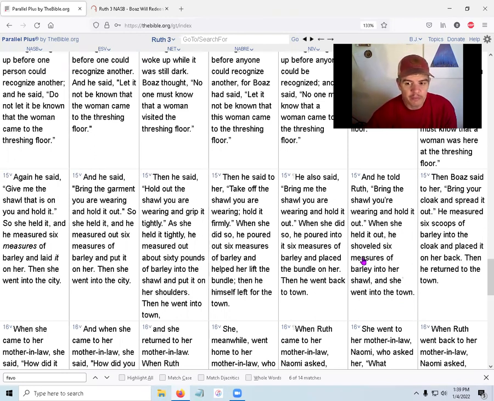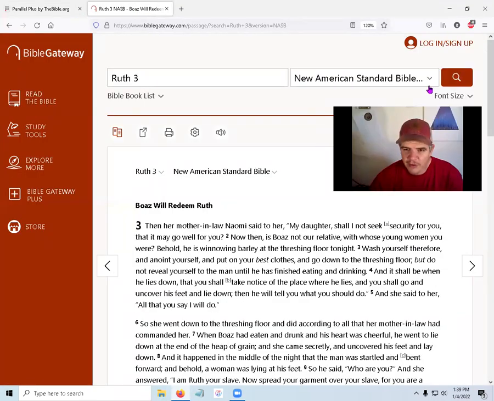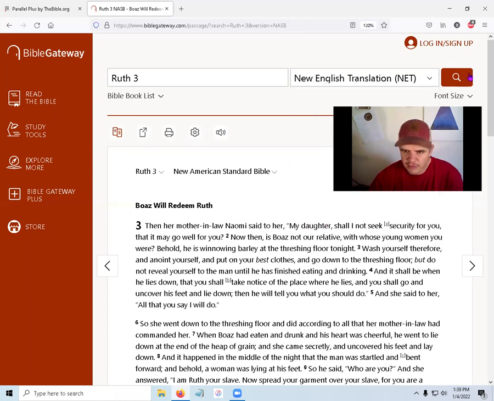Probably there's no notes, and it probably doesn't say an exact amount because they're unsure. That's my guess. But the NET has super awesome notes. So let's go to the NET right there.